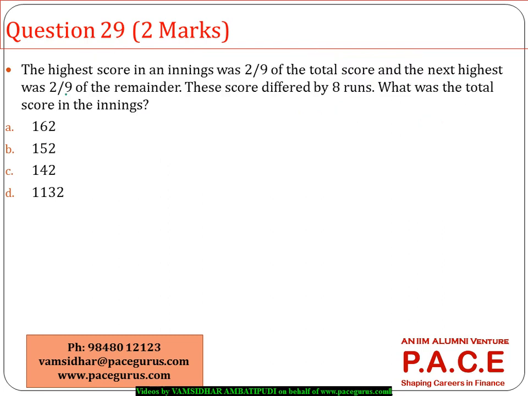The highest score in an innings was 2 by 9 of the total score. Assume that the total score is X. The highest score was 2 by 9th of X, which means that the remaining score was 7X by 9. And the next highest score was 2 by 9th of the remainder, which is 14 by 81X. These scores differed by 8 runs.